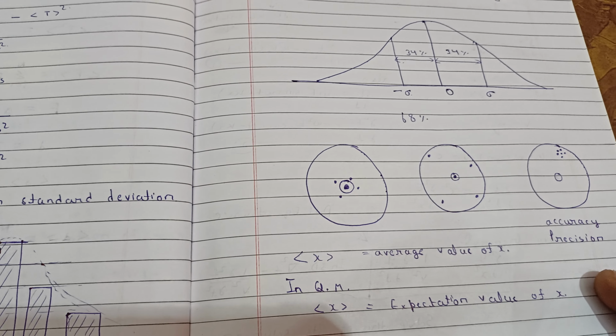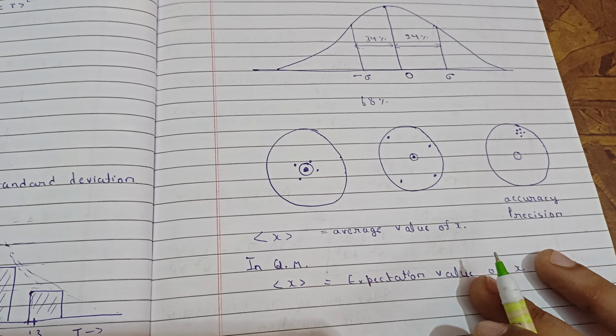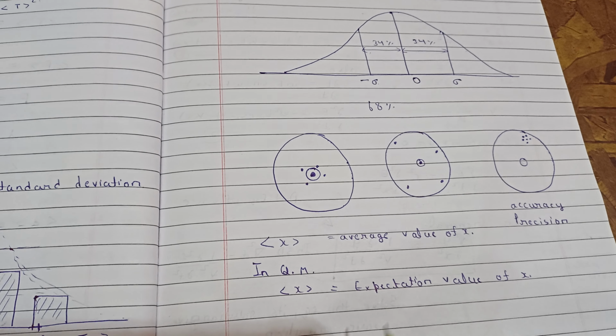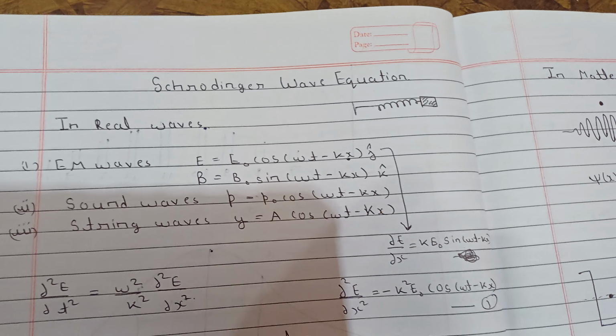So hello everyone, this is lecture 14 for quantum mechanics. In the last lecture we completed the basic concepts about uncertainty, and we have made a very good base to start our new topic, that is the Schrodinger wave equation. So let's see how we reach this equation.